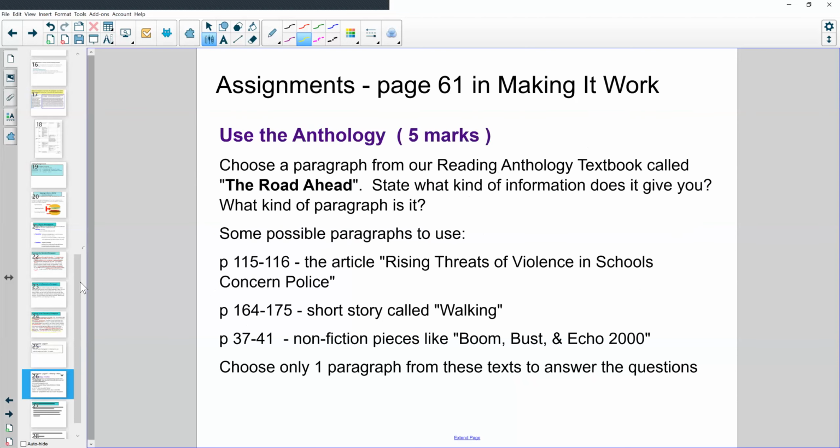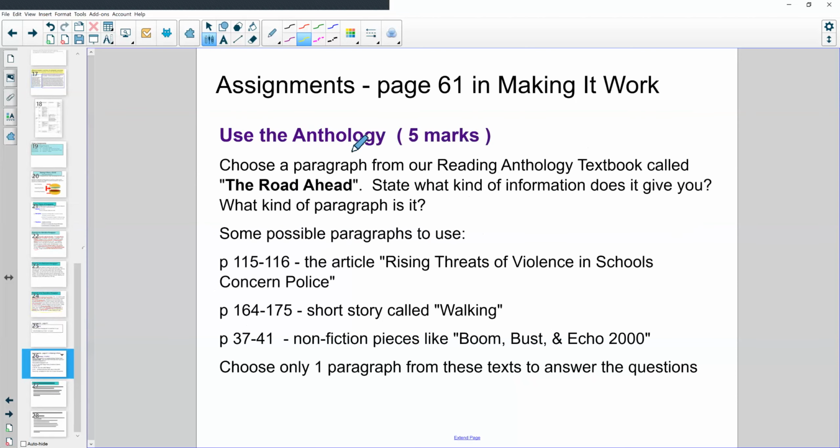Second assignment. This one's called Use the Anthology. And I must confess, I was a little confused at first. They don't mean the anthology that the assignment's in. This is where they want us to use the sister text, the one called The Road Ahead, and do the work from a paragraph in there. Choose a paragraph from our reading anthology textbook called The Road Ahead. State what kind of information it gives you. What kind of paragraph is it? And again, expository, narrative, or descriptive.